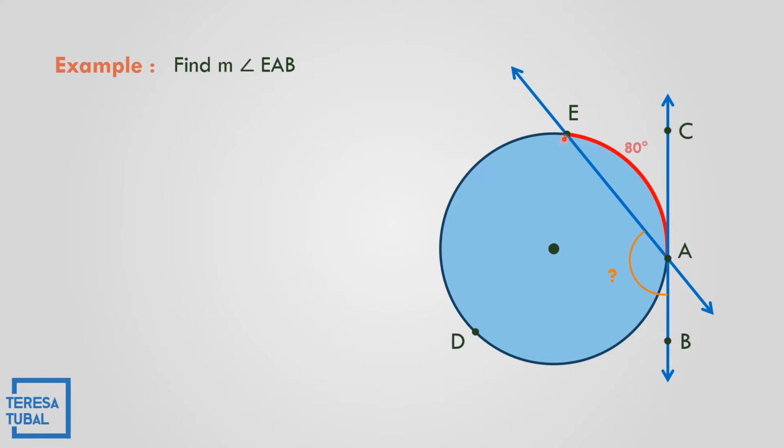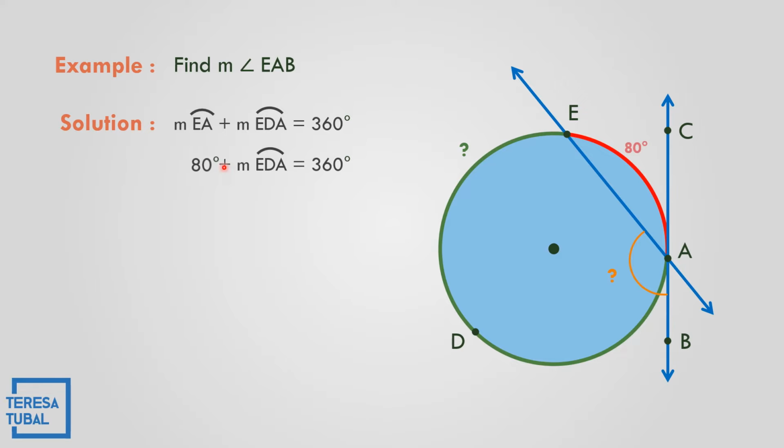So let us find the measure of the angle EAB. We all know that the circle is equal to 360 degrees. So it means the formula: the measure of the arc EA plus the measure of the arc EDA is equal to 360 degrees. So let us replace the arc EA, that is equal to 80 degrees. The rest copy. And then afterwards, let us solve for the measure of the arc EDA.